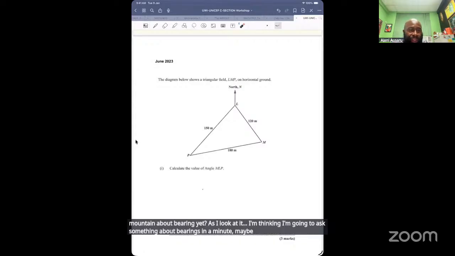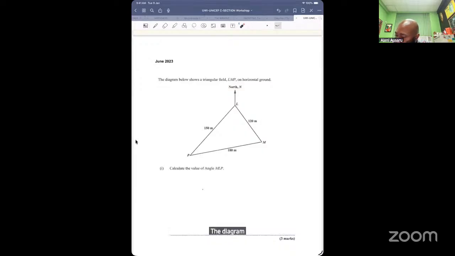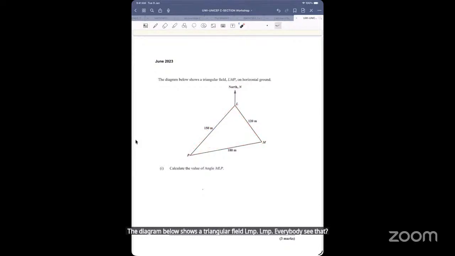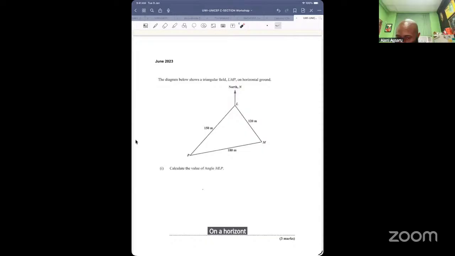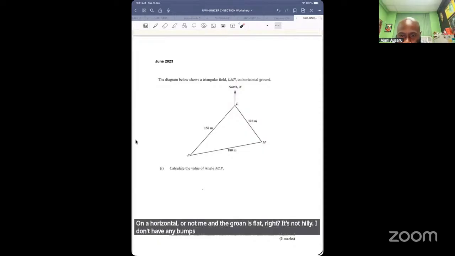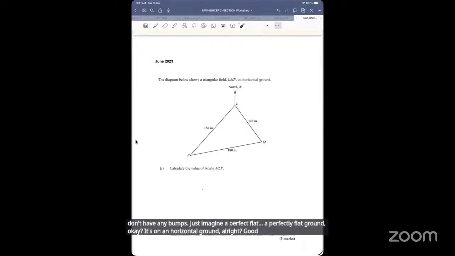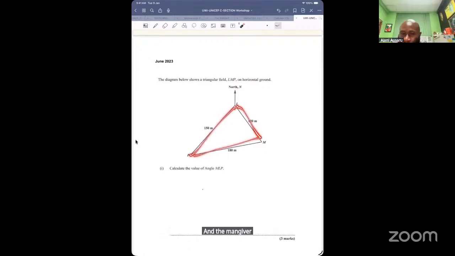All right, let us see what it says. The diagram below shows a triangular field, LMP. Everybody see that? On a horizontal ground. That means the ground is just flat, right? It's not hilly. I don't have any bumps. Just imagine a perfectly flat ground, okay? It's on a horizontal ground. All right? Good. And the man gives you the three sides of this triangle. Yes or no?